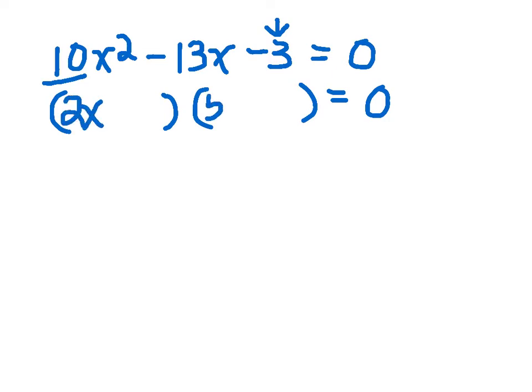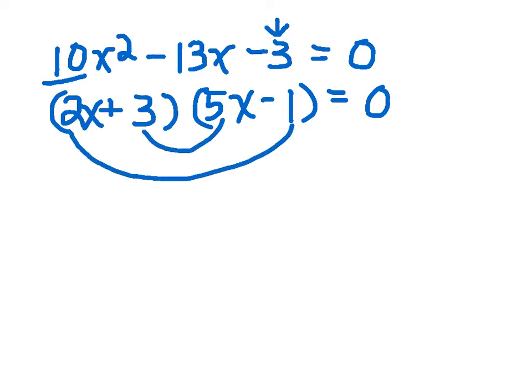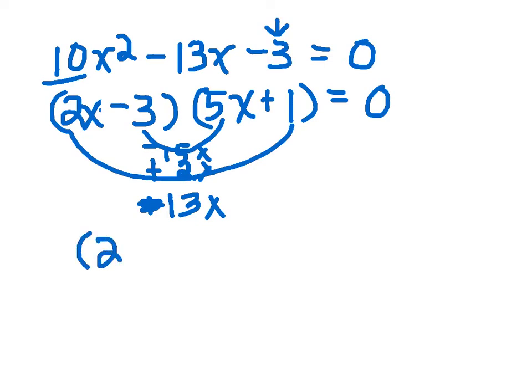I'm going to guess 2x and 5x, and 3 and 1. And my signs have got to be different. This gives me positive 15x minus 2x, which gives positive 13x. I'm almost there. Everything is right except the signs, which means all I have to do is change the signs. That makes this negative 15x and positive 2x, which is negative 13x, so I'm there. Now I need to set each factor equal to 0 and solve.